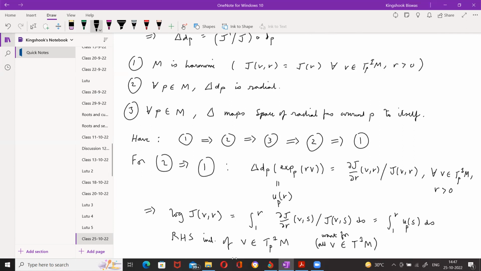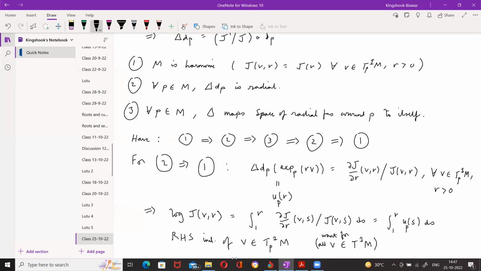This function of r, a priori it could depend on p, right? It doesn't have to be the same function of r for each point p. So that's one small point. Nevertheless, I think it's still true. There is a little more work to be done here. It's not immediate. So I'll look this up. I think this is still true.